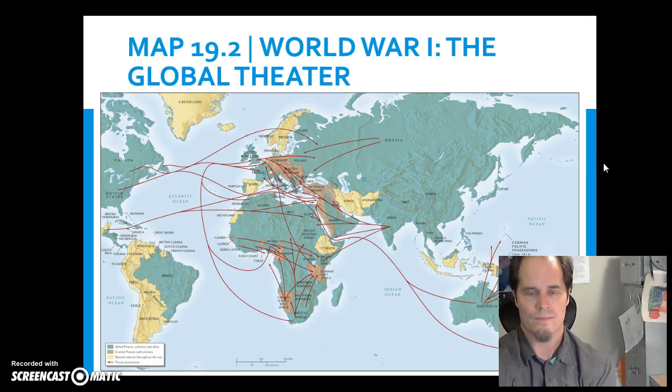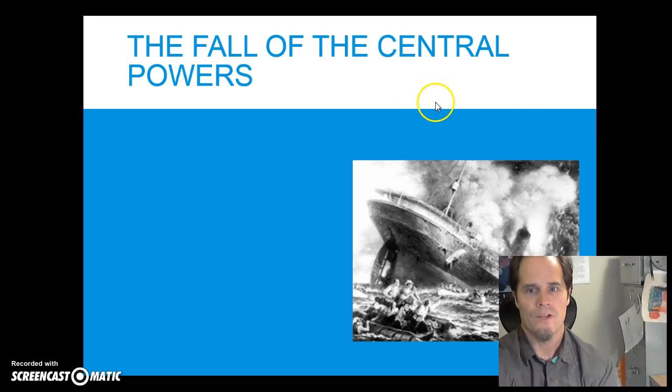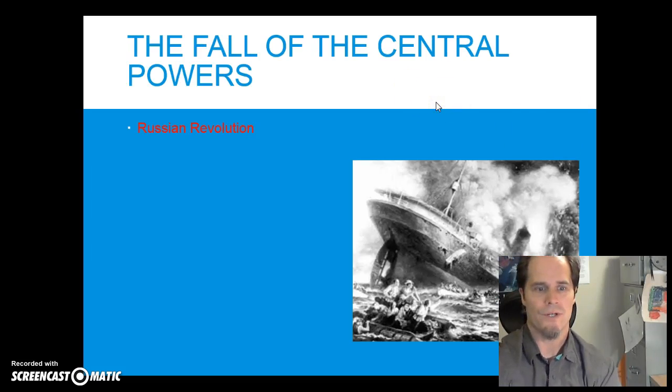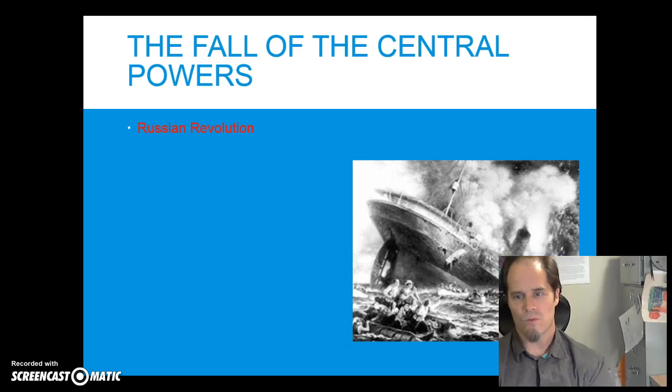So the Schlieffen Plan is a failure, but it helps explain how World War I breaks out in the specific way that it does. Here you can pause and study this map. It's also in your textbook, but this shows you the global implications of World War I.